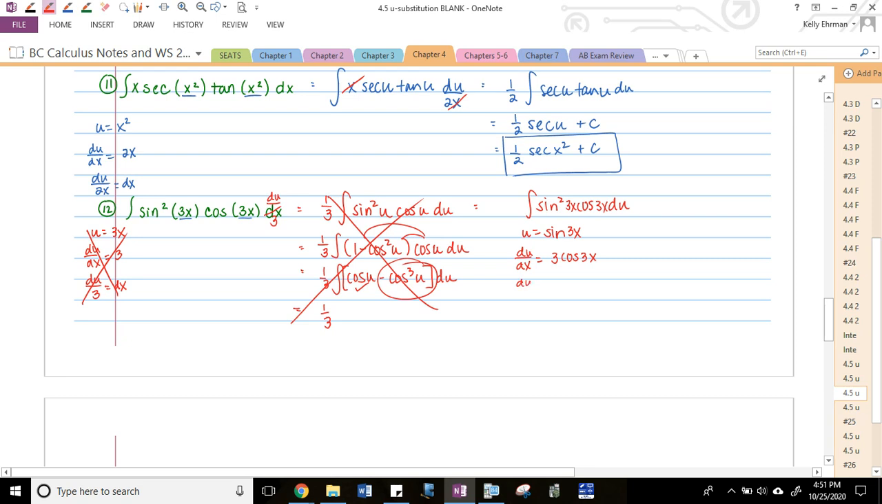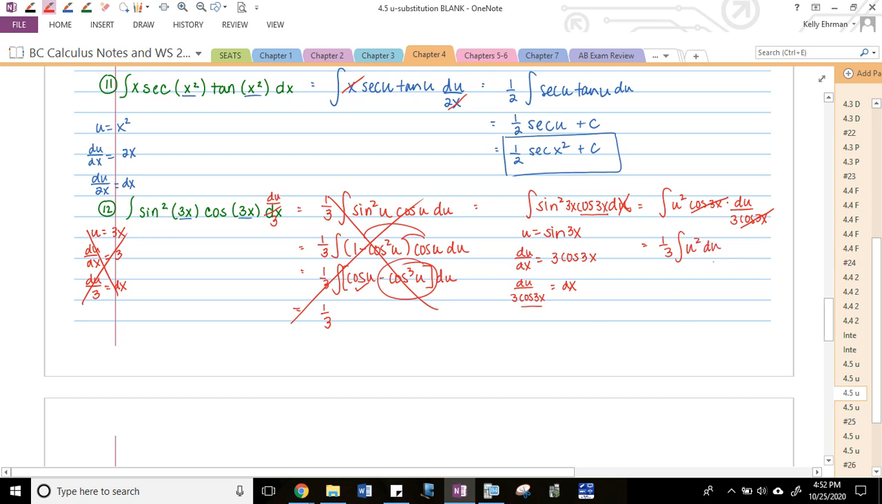Yes, because when I solve for dx, this cosine of 3x is going to cancel with this cosine of 3x. Okay, so let's rewrite what we have. We have the integral of sine of 3x, instead of sine squared, it's u squared, cosine of 3x, and then what's dx? Dx is du divided by 3 cosine of 3x. So the cosine of 3x is canceled, so I don't have this in terms of x anymore. I've got 1/3 times the integral of u squared du.